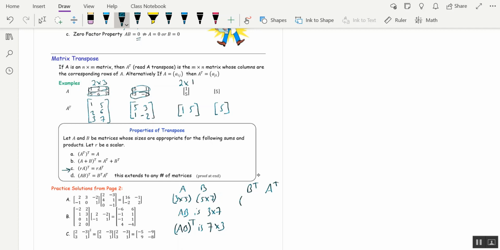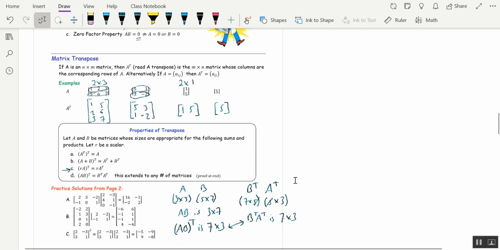B transpose is 7 by 5. A transpose is 5 by 3. So notice the dimensions work. I can cancel those 5s, and I get B transpose A transpose is 7 by 3. So the dimensions match up. Okay, that doesn't prove that AB transpose is B transpose A transpose, but it shows you how the dimensions work. All right, and that is the end of this section.